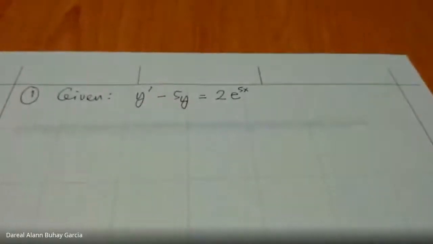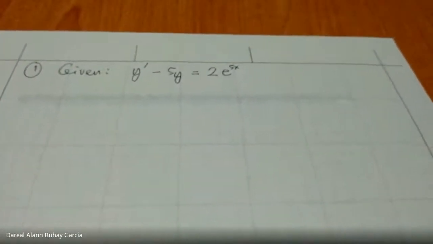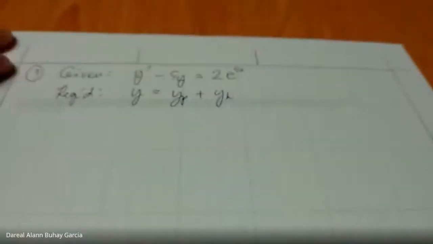Sige, example. Given y prime minus 5y is equal to 2 times e to the power of 5x. Okay, so solve for y. It's composed of y sub p and y sub h.